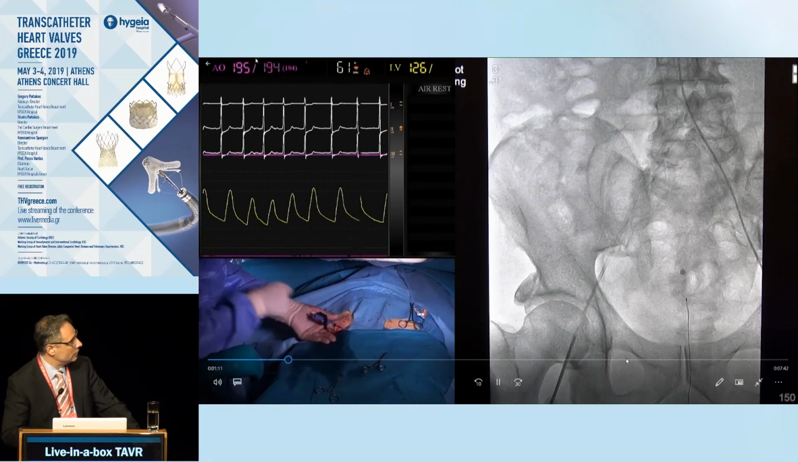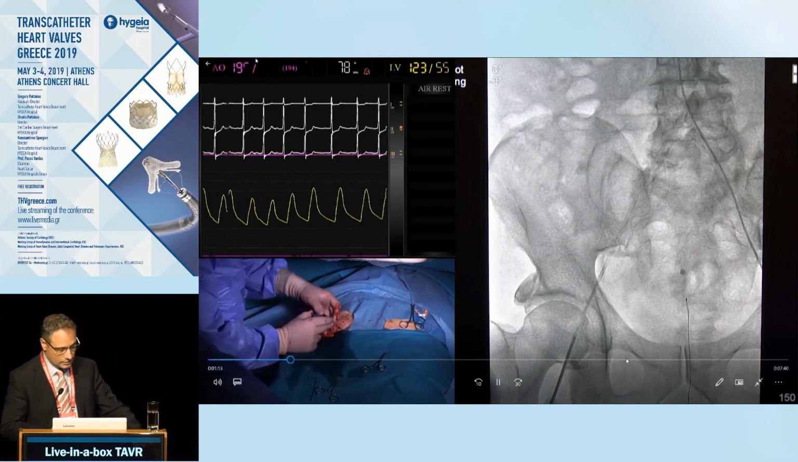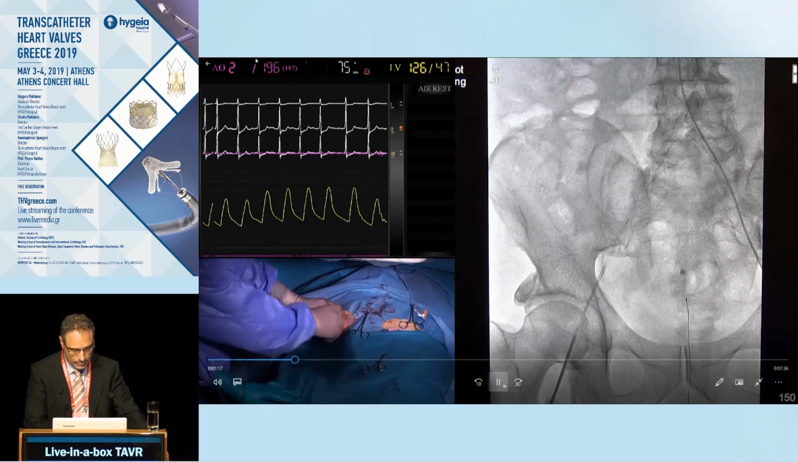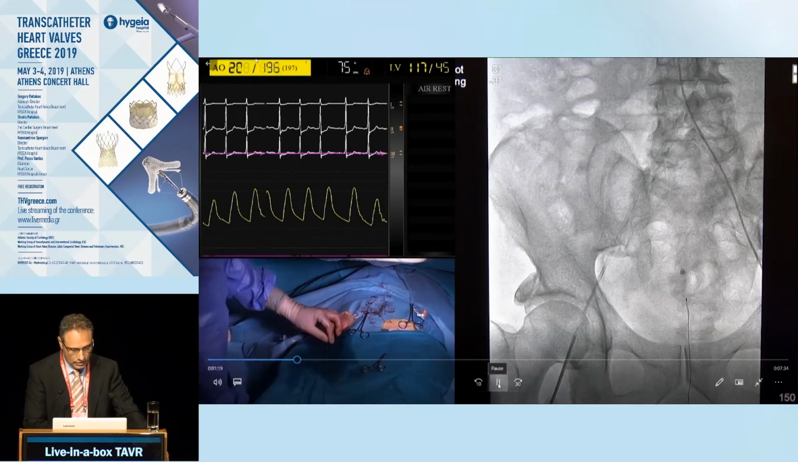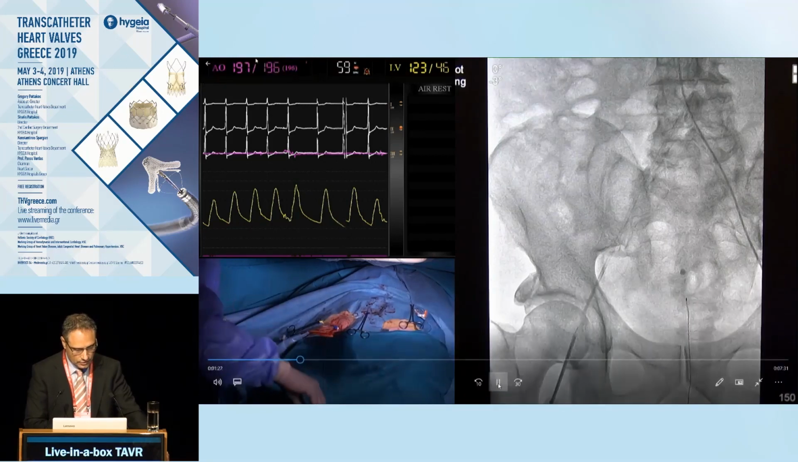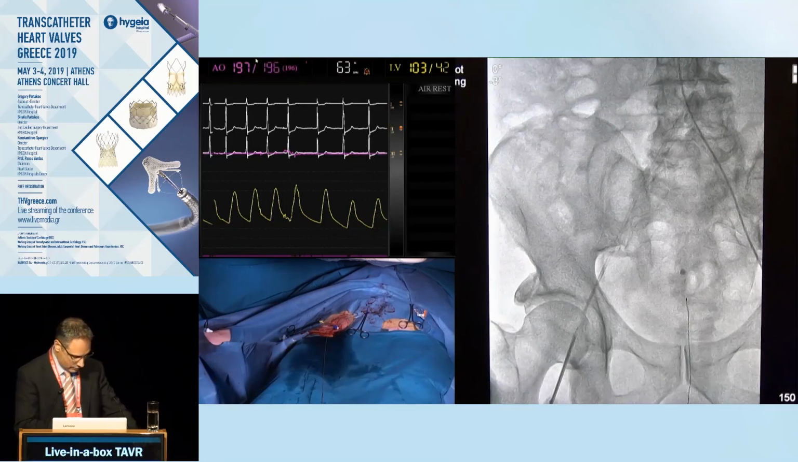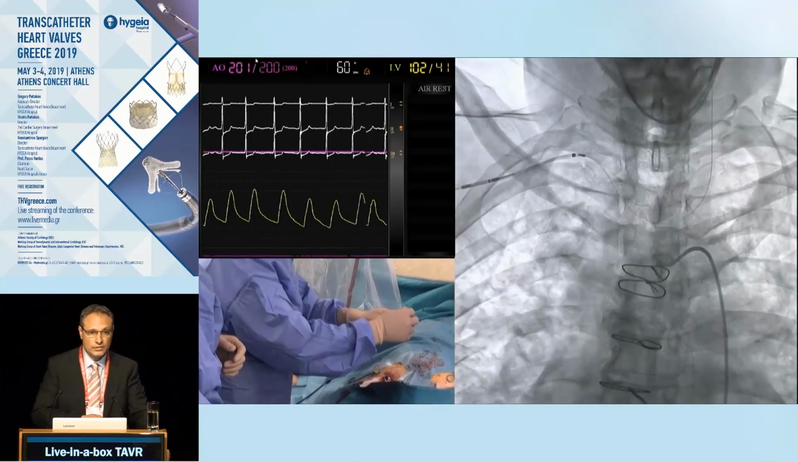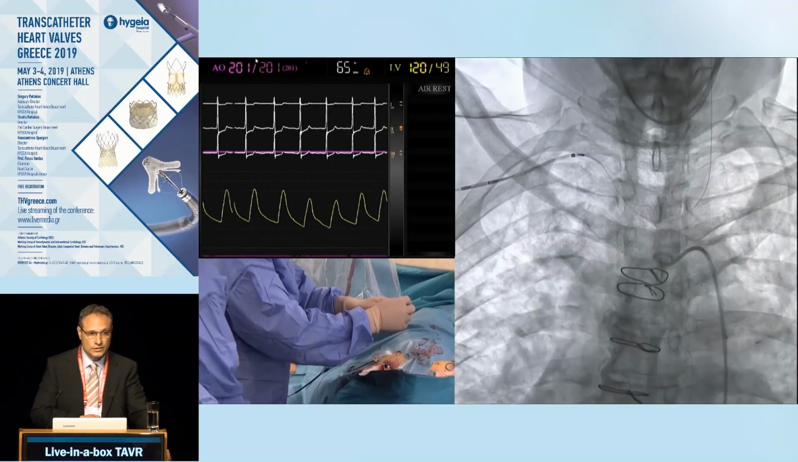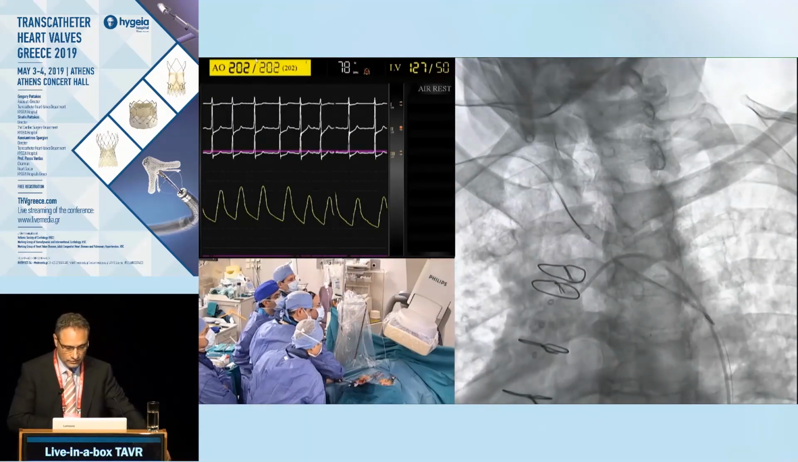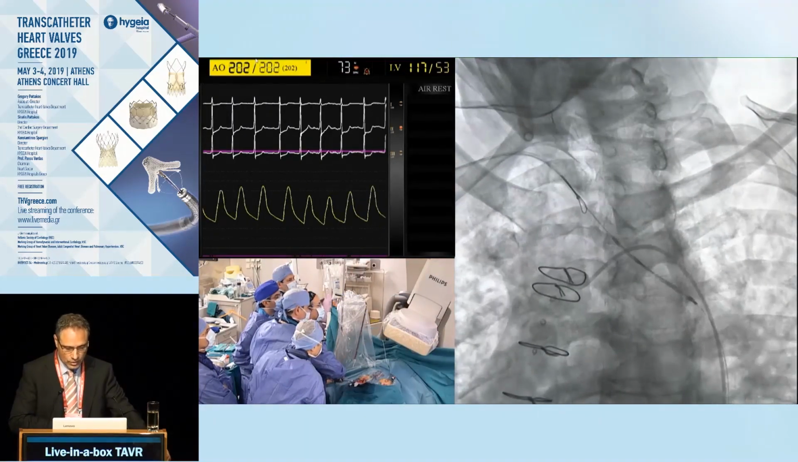And then we insert an 8 French sheath at the puncture site. At the same time, as you will see here, we have already inserted the radial sheath, a 6 French radial sheath, through which we will insert the Sentinel device. And here you see the introduction of the Sentinel device up to the aortic arch.